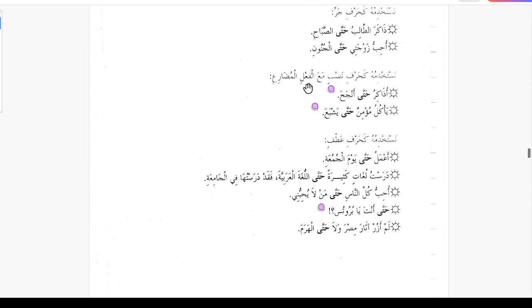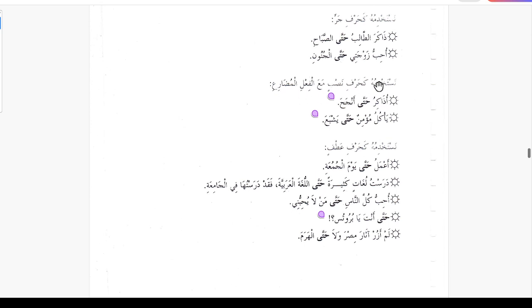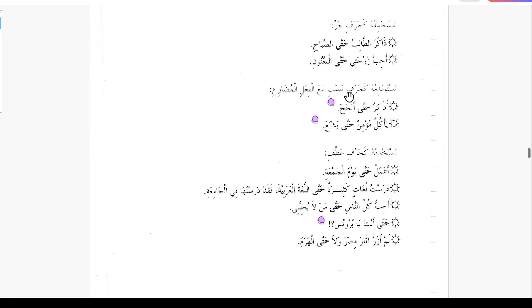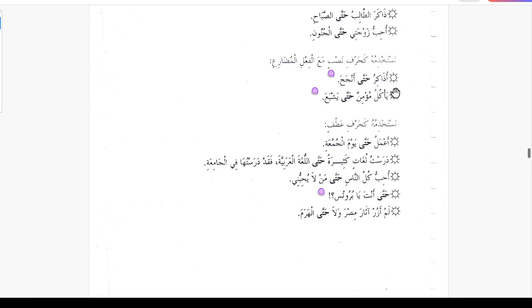Nastakhdimuhu ka harfi nasbin ma'a al-fi'l al-mudari'. Hatta is also used like a harf of nasab with the fi'l mudare, because if it's a harf of nasab, then it makes the fi'l mudare mansoob. And we can see here: uzakiru hatta anjaha, I study until I succeed. So this verb is najaha yanjahu, and for ana it is anjahu, but hatta is making it anjaha, mansoob.